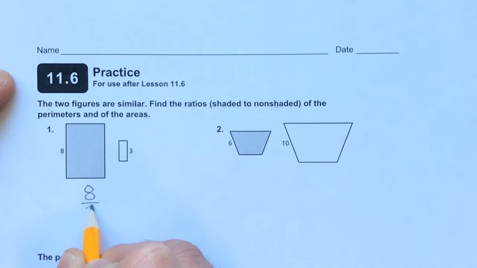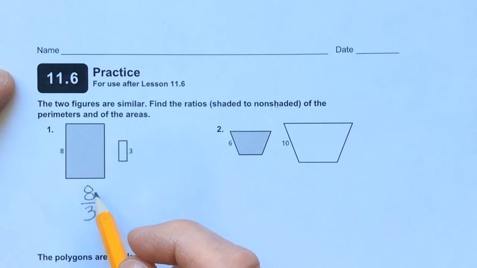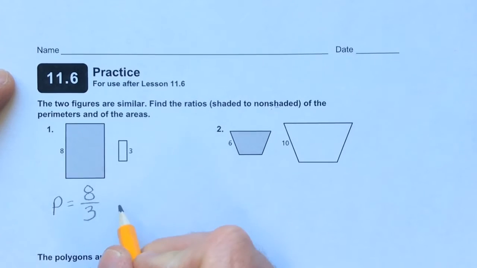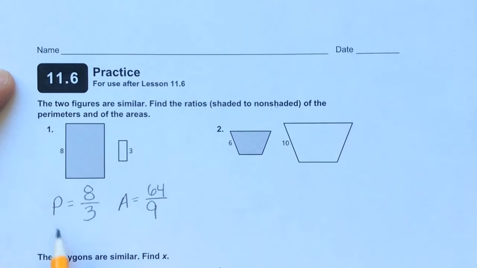8 to 3. Now that's the side lengths. But remember, the perimeter is equal to the side lengths, so the perimeter will also be 8 to 3. Instead of rewriting it, I'm just going to put P equals 8 to 3. Area, on the other hand, will have to be this squared: 8 over 3 times 8 over 3, which would be 64 over 9. So the perimeters ratio would be 8 to 3, and the areas ratio would be 64 to 9.